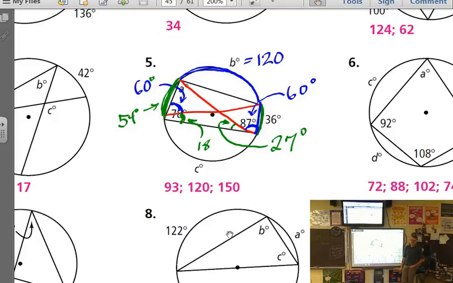Back to Dr. Smith. Draw a line. If you're stuck, just draw a line. Then try to draw another. Then try to make some relationships.